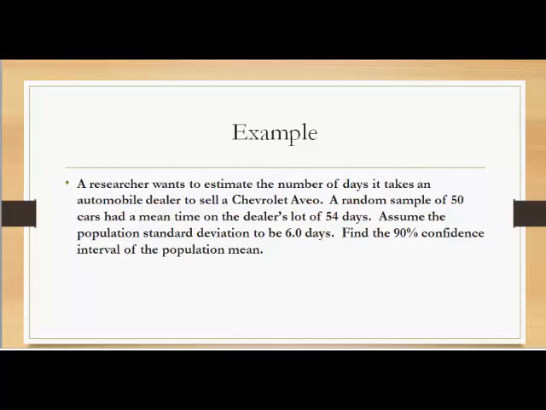All right, so I'm going to go ahead and make a note of that sample size. We're told that the cars have a mean time on the dealer's lot of 54 days. So again, that refers to those 50 cars. A random sample of 50 cars had a mean time on the dealer's lot of 54 days. So that is my sample mean.